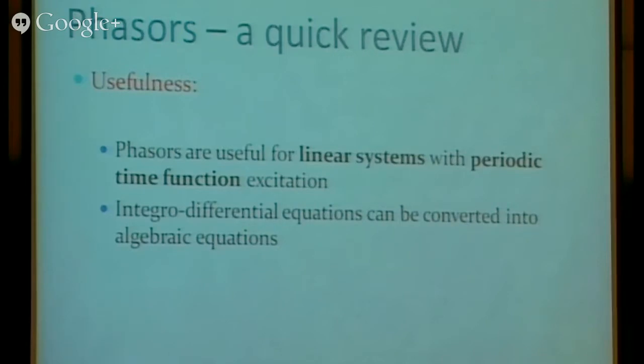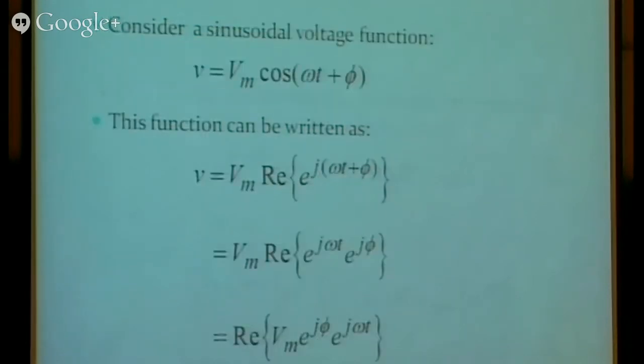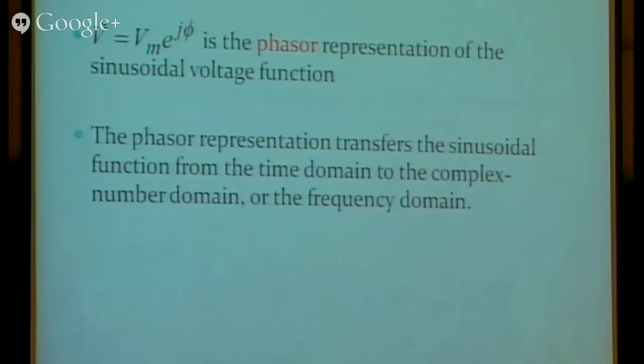So one main advantage of phasor representation is that integral and differential equations can be converted into algebraic equations. This is very significant when we write Maxwell's equations. Actually, this is a very simple thing. We can start from Euler's identity and then write it like this. When I write a parameter in terms of its magnitude and phase, that is called phasor representation.